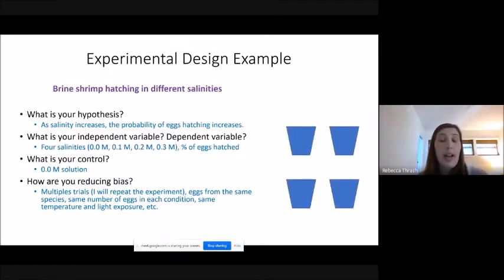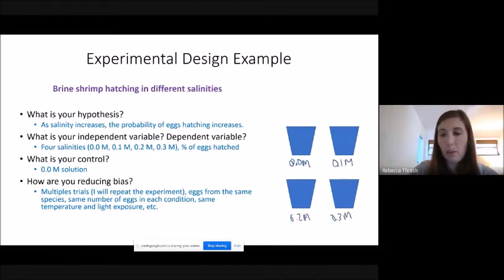Other things that you could potentially do here is have an accompanying diagram. So you could say, here's exactly how I'm going to do this. I'm going to have a cup with this solution and then this solution, and I'm going to put 20 eggs in each one, just so that the reader really has a good idea of what it is that you are planning to do within your experiment. Word of caution when you are doing this: diagrams are great companions to your answer, but they cannot stand alone. So you can say, I'm going to be using these four salinities and reference your figure, but your drawing or your diagram cannot stand alone as far as getting points.